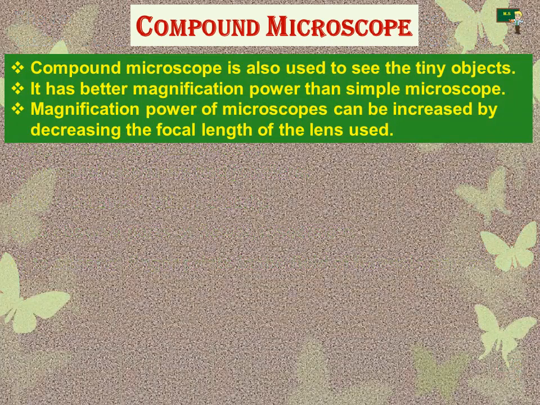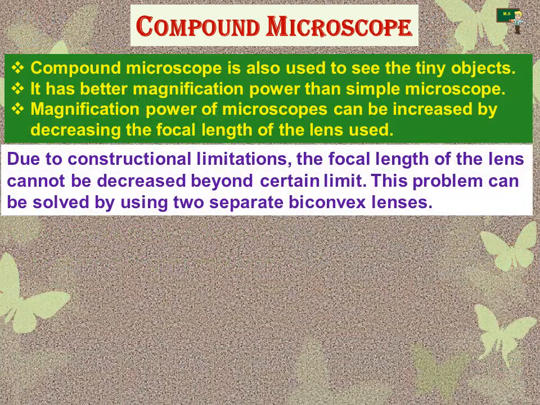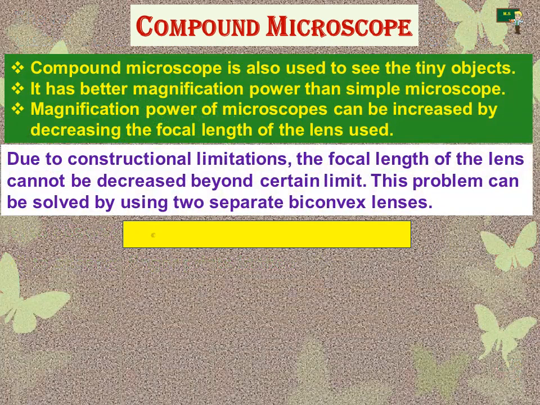The first set of lenses, that means the objective, collects light from the sample. A separate set of eyepiece lenses focus the light into the eye or camera. The light passes through one lens at a time, producing a two-dimensional image in these compound microscopes. Due to constructional limitations, the focal length of a lens cannot be decreased beyond a certain limit. This problem can be solved by using two separate biconvex lenses.